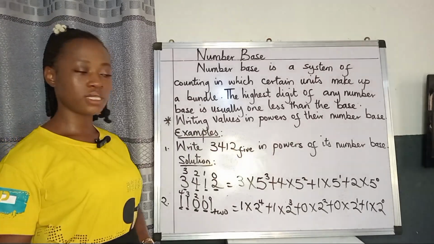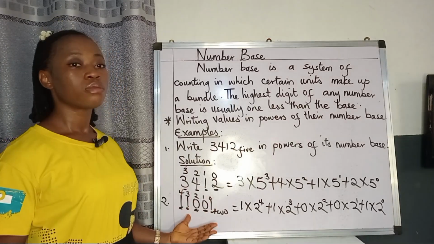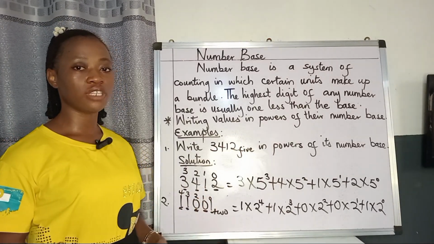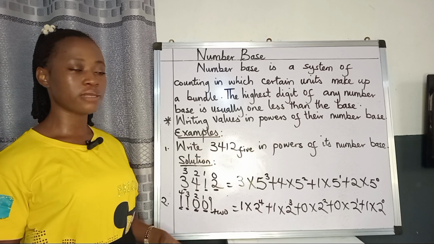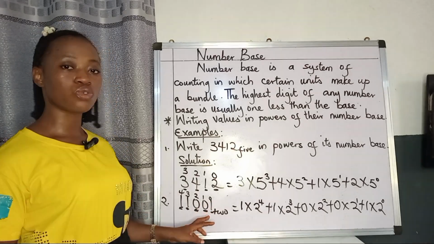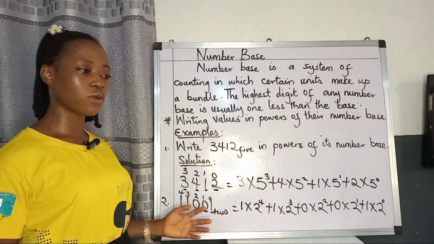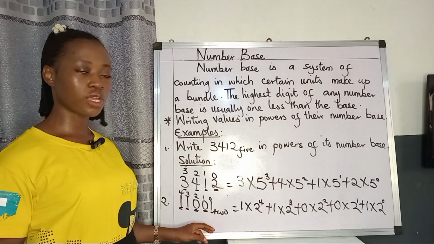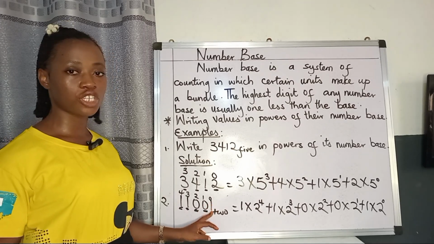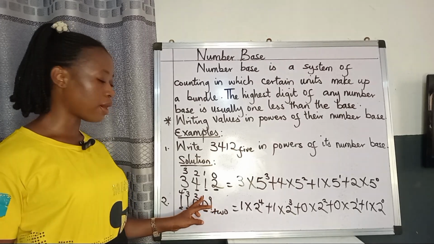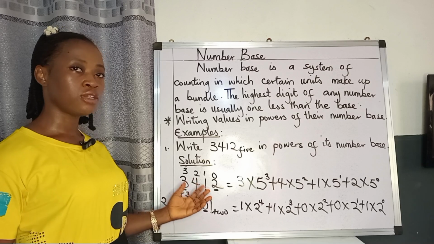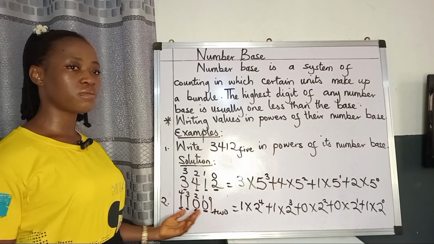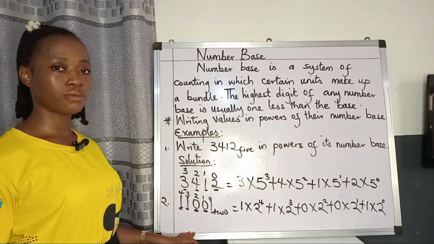So guys, this is how to express numbers in powers of their number base. It's very simple. The first thing to do is write the powers of each digit, starting from the last digit, which is power 0, followed by power 1, power 2, power 3. You keep on writing until all the numbers are exhausted.